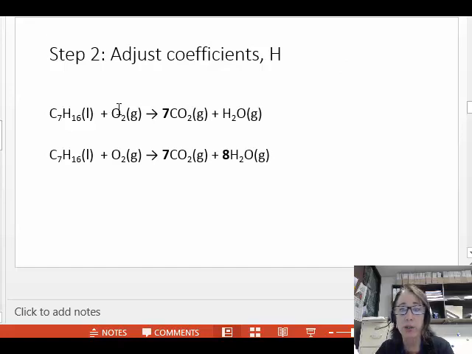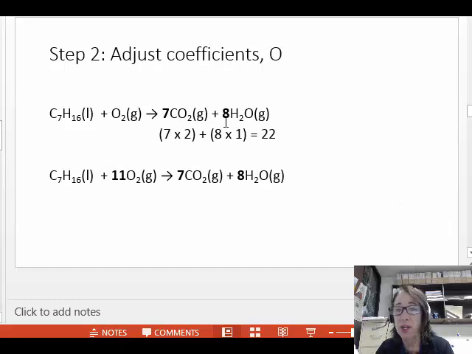Now let's look at hydrogen. There are 16 hydrogen atoms on the reactant side and only 2 hydrogen atoms on the product side. By placing a coefficient of 8 in front of the formula for water, we now have 8 times 2, or 16 hydrogen atoms on the product side. Now that our carbon and hydrogen atoms are balanced, let's tackle the oxygen atoms.